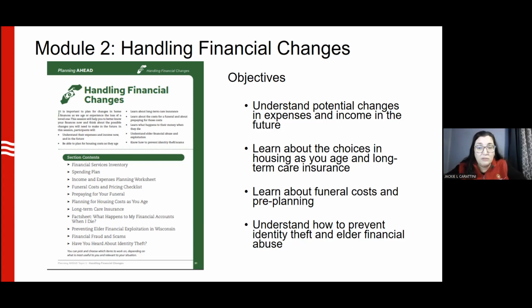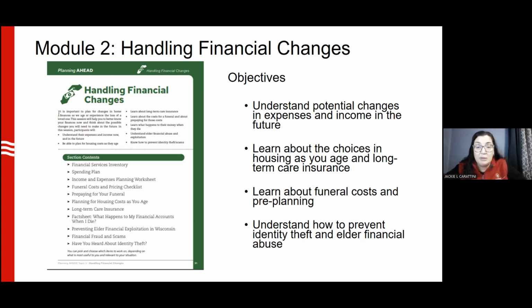There is a worksheet for them to think about possible changes that might occur to their income or expenses. There are several articles that are included that are around planning a funeral, funeral costs, thinking about housing choices, and then again, what happens to our financial accounts when someone does die. One of the activities in this module is to have participants rank their personal financial security goals.